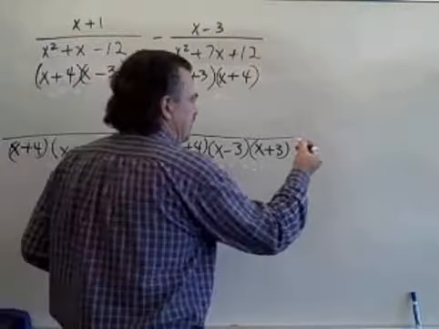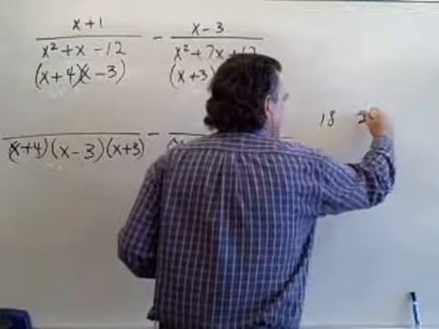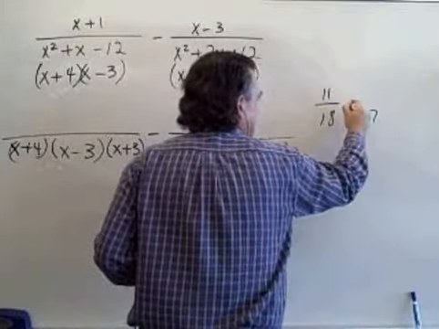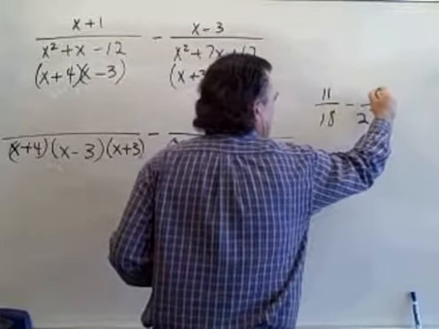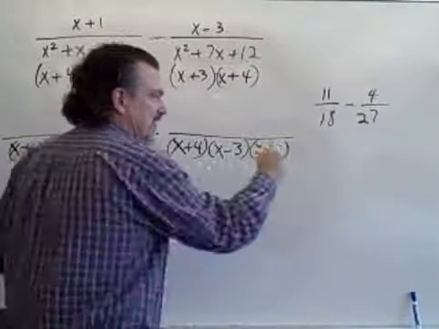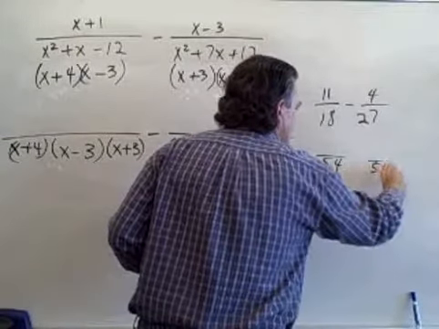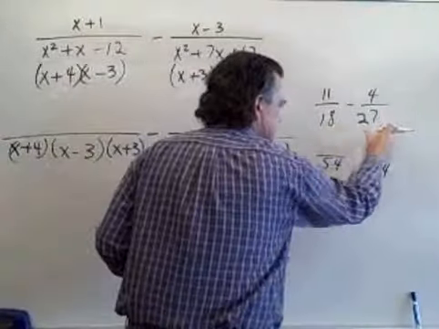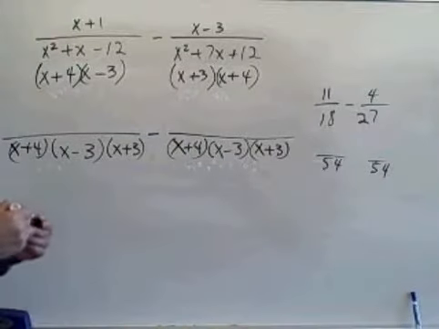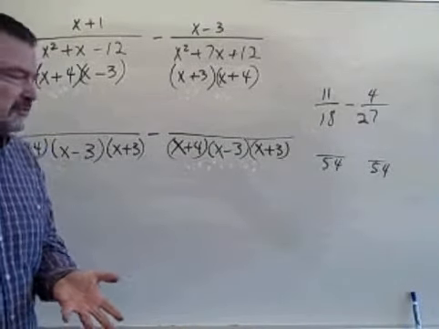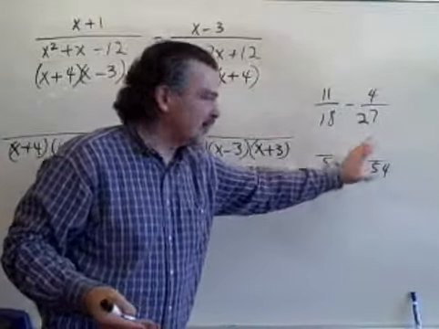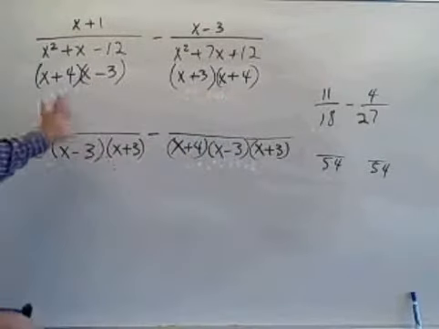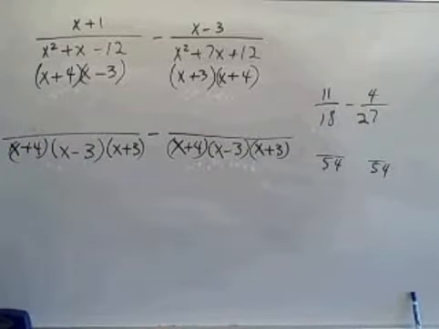Just like if you have 18 and you had 27 as denominators of your fractions. Let's say you have 11/18 and you're subtracting from that 4/27. The common denominator there is 54, because 18 will divide into 54 and give us a whole number answer, and 27 will divide into 54 and give us a whole number answer. That's what your common denominator has to be able to do. It has to be the multiple of both of the denominators you have. And this denominator is a multiple of both of the denominators we have in our original fractions.